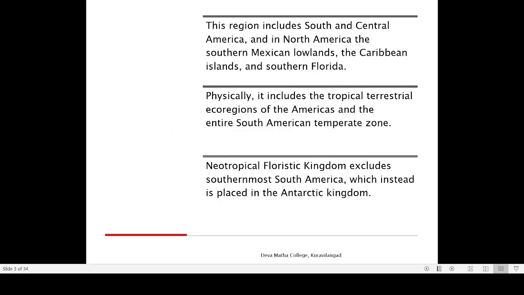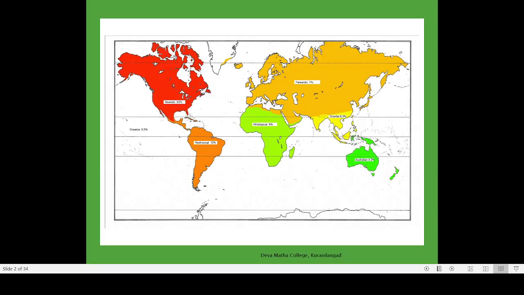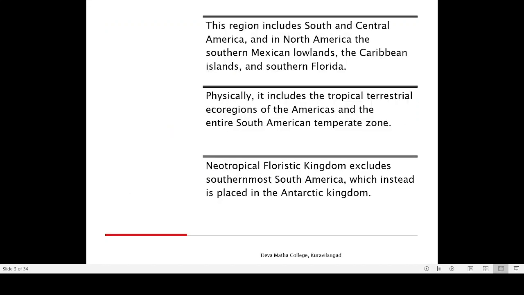So coming to the geographical limits, these are the major regions and southern part of Mexico. This area is the Mexico. This southern portion of Mexico is also part of Neotropical region. So the entire South America, the Caribbean islands, the portion of Florida, the southern portion of Mexico and Central America. These are the regions which are coming under the Neotropical region or Neotropical realm.